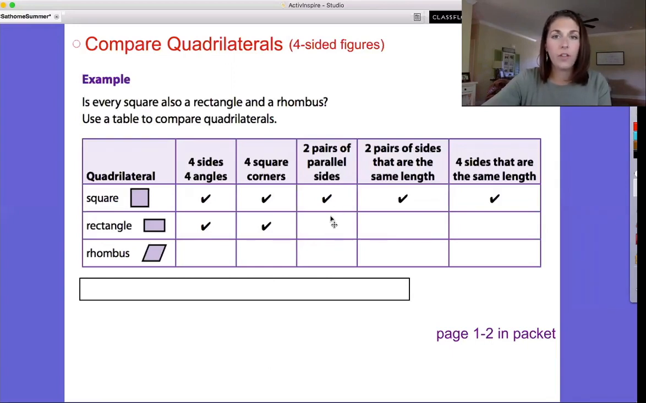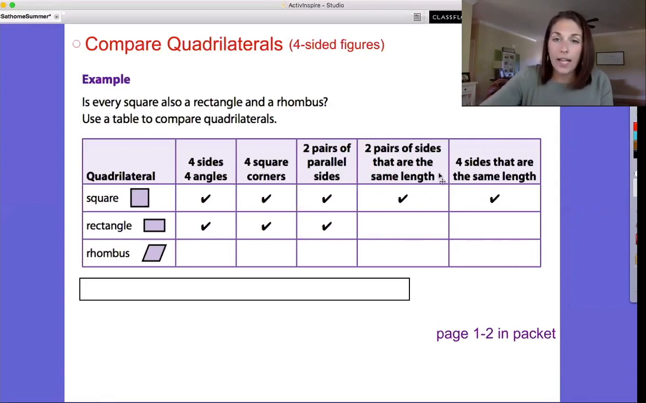2 pairs of parallel sides. I see the top and bottom are parallel. They run side by side, and if I extended them, they would never intersect with one another. And the left and right, the same thing. If I extended those, they would never intersect. So yes, I would agree with the 2 pairs of parallel sides.